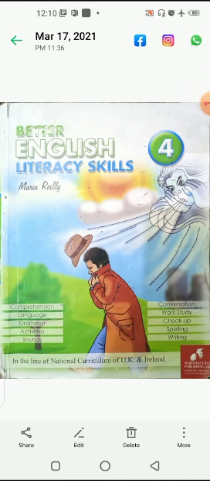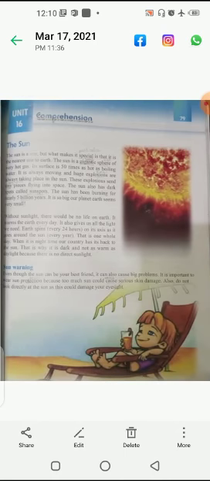Today is Thursday, 18 March 2021, and we have the first revision online lecture of English. So let's start from Unit 16. The name of the unit is The Sun. This unit is all about Sun and Earth.